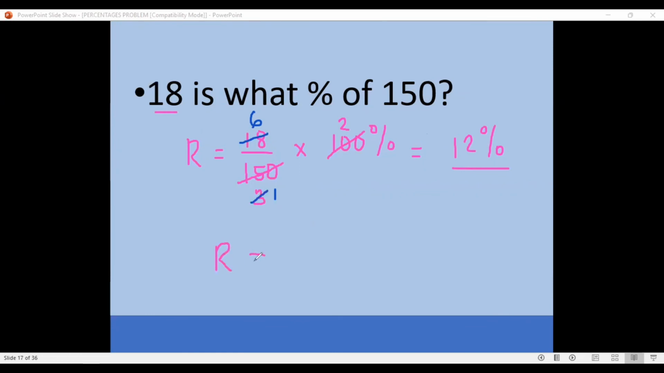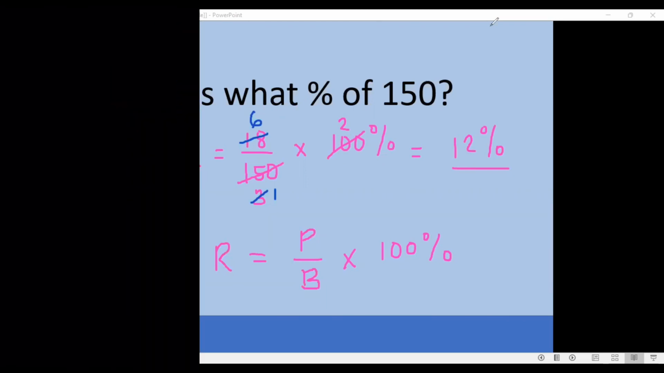Again, remember, the rate is simply, okay, percentage divided by the base. And since we want to get the percent form already, you just multiply now by 100%, so that we will not be getting a decimal value but the percent form. That's how you find for it, or for the rate.